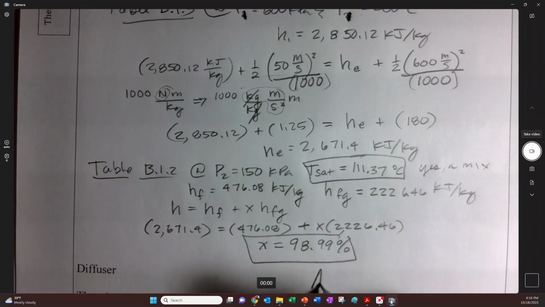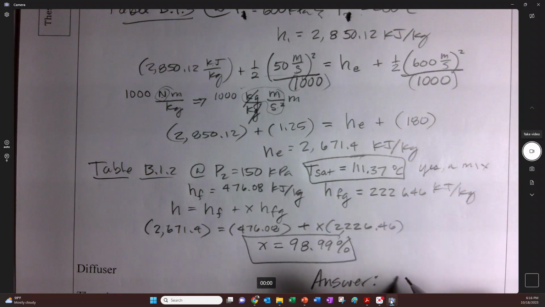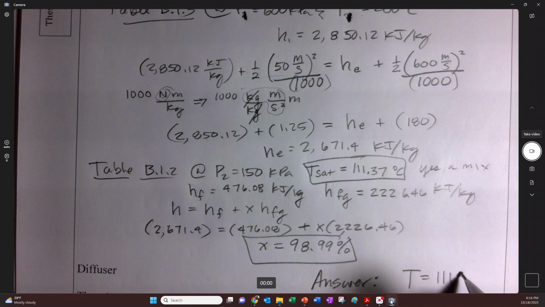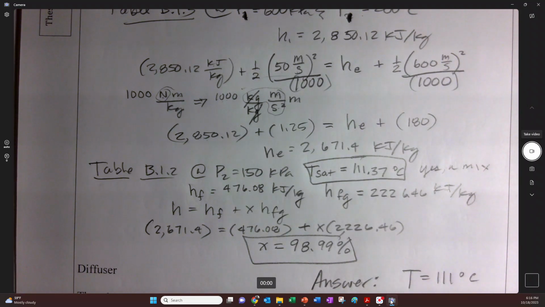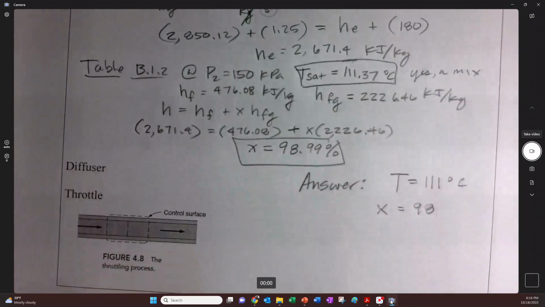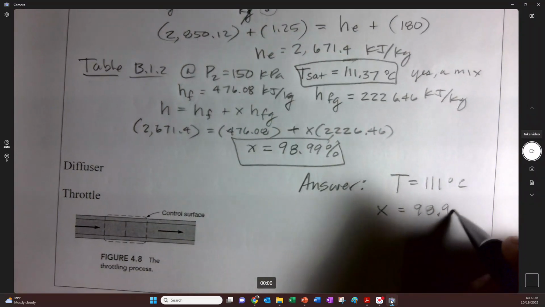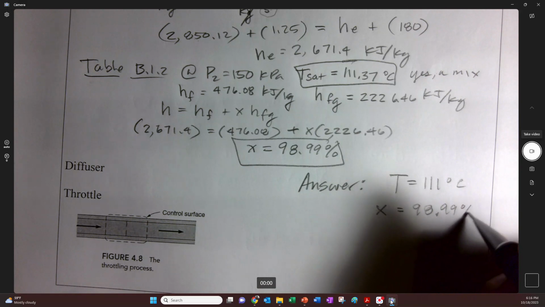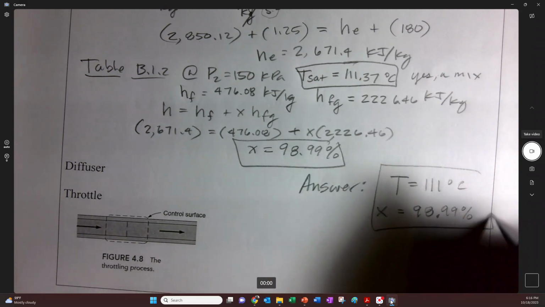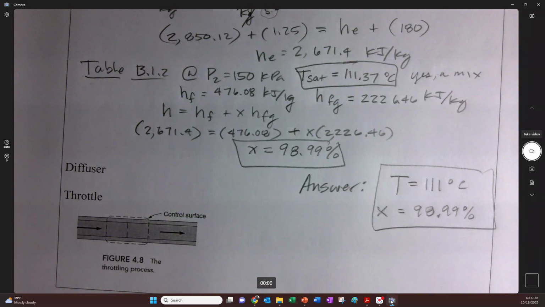So if you want to write down the answer, T is equal to 111 degrees Celsius, and X is equal to 98.99%. I'm going to keep all the sig figs as part of that, because otherwise it's going to turn into 99. But I guess it's not that bad if you just said 99. So let's see, we're 15 minutes into this.